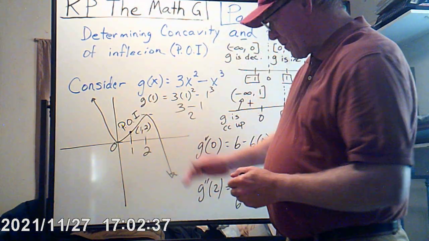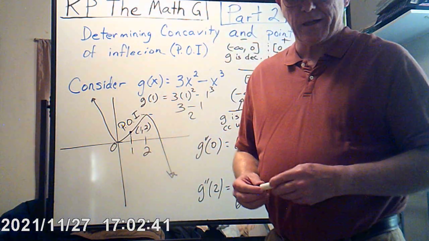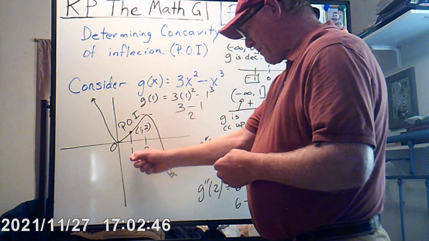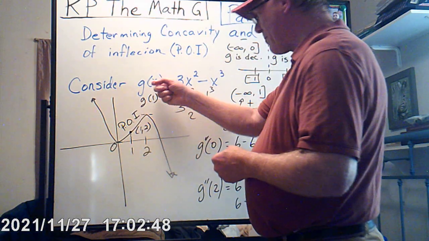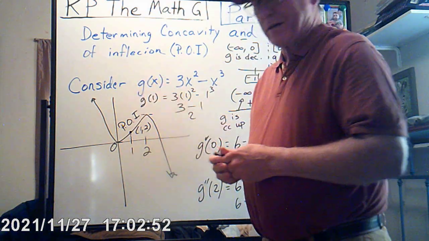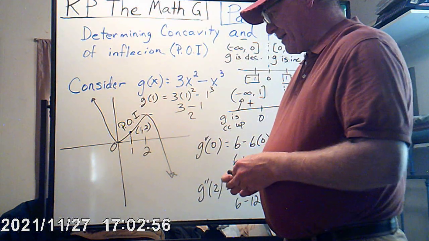If you just want the x value, it's x equals 1. If you need the point of inflection, after you find that 1, you have to plug it back into the original problem and find the y value. All right, there it is.